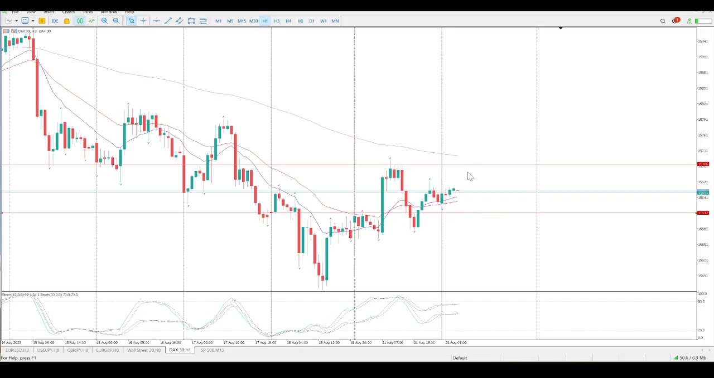So until that happens, I think I am sitting on the side. If we do build a base here, then there's definitely merit for a move up, and then all that's going to happen is these two swing lows here are going to start forming the new trend line.